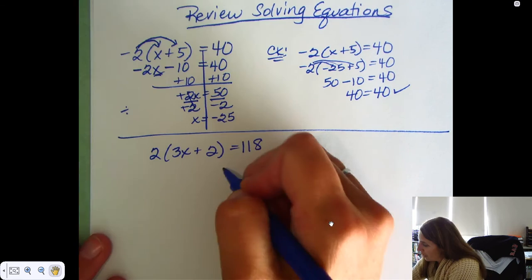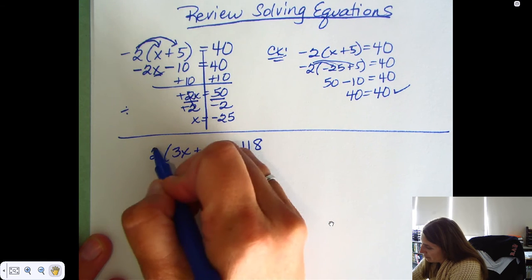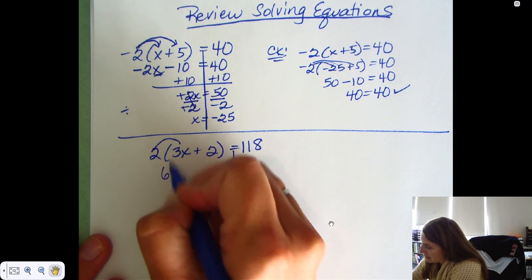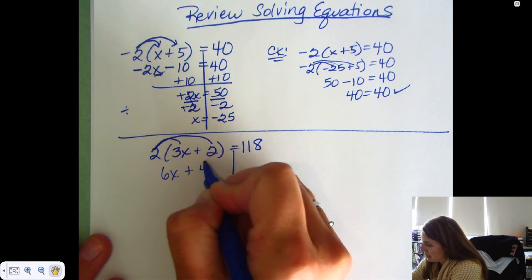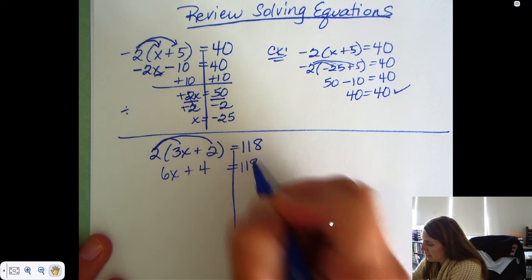Okay, here we go. Let's see how we did. We have our balance beam in. We have 2 times 3x, that's 6x. 2 times 2, that's positive 4, equaling 118.